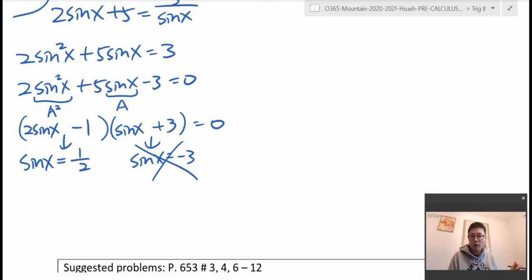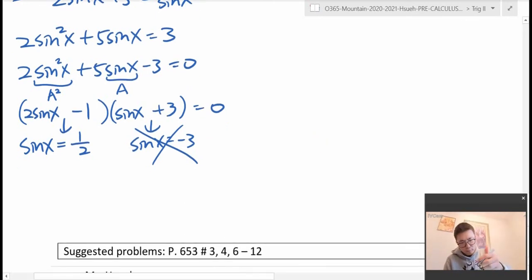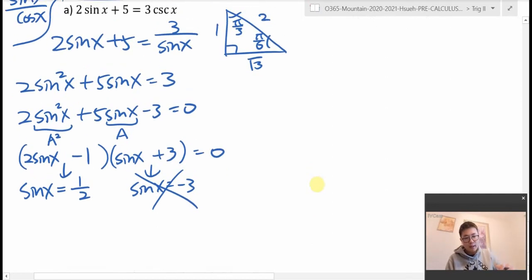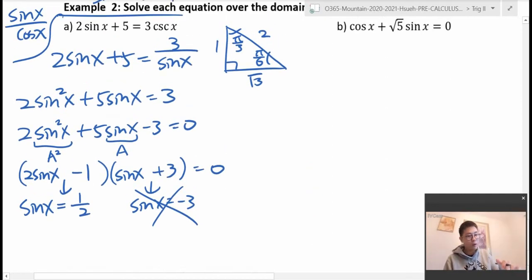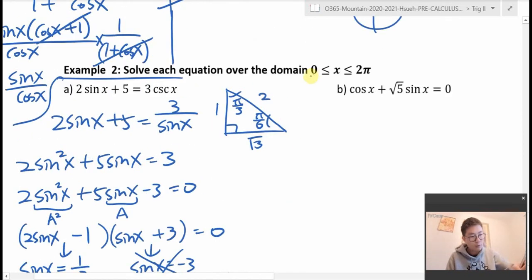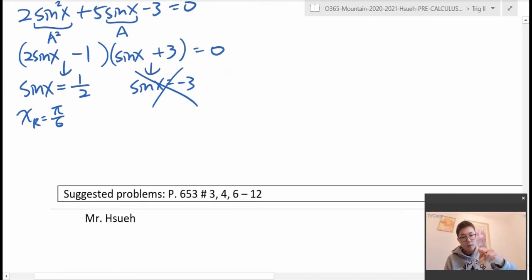However, sine x equals 1/2, that is definitely possible. Now, when does this happen? Well, this is a special triangle, if you recall. Let me call this 1, 2, root 3. So this is pi over 6, and that's pi over 3. So sine x equals 1/2 means the reference angle is pi over 6. We're looking at positive 1/2. Is there a domain? Yes, we're looking at a domain between 0 and 2 pi. Now, hopefully you remember, sine is positive in quadrant 1.